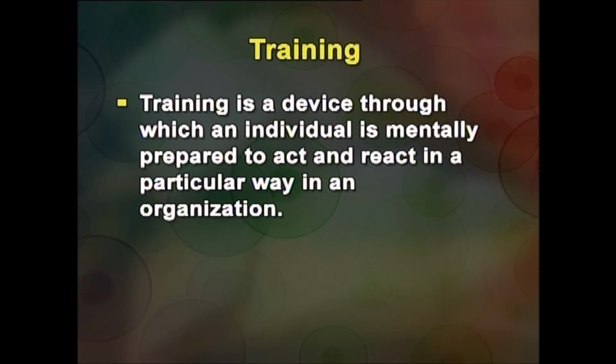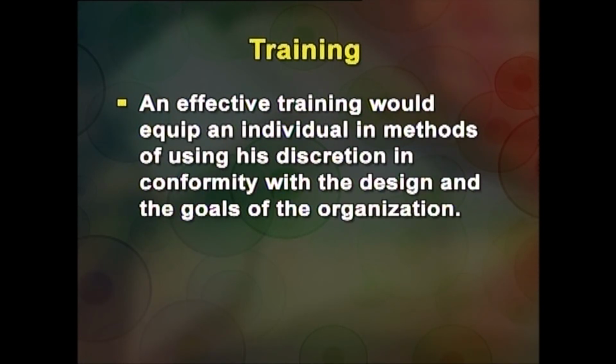The fifth important aspect he said is training. Training is a device through which an individual is mentally prepared to act and react in a particular way in the organization. An effective training would equip an individual in methods of using his discretion in conformity with the design and the goals of the organization. So, training is one of the important aspects, as it is going to help you to take a perfect decision.